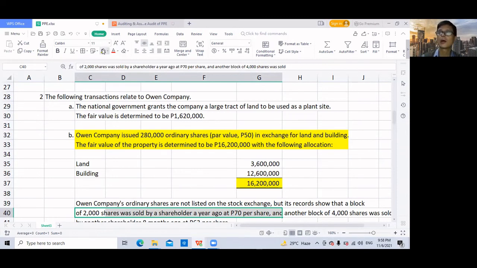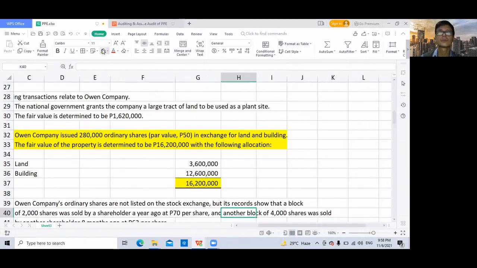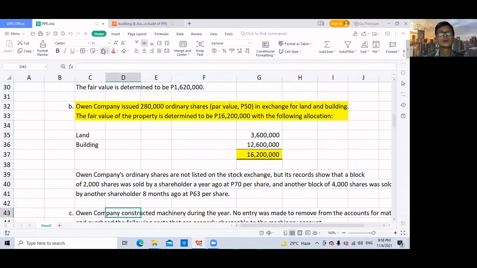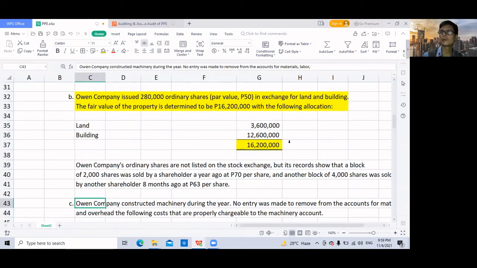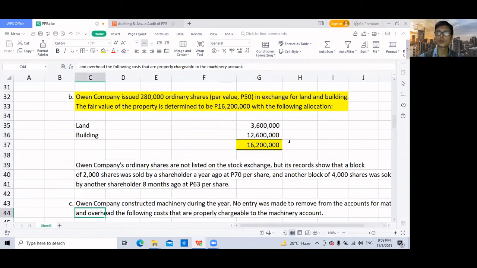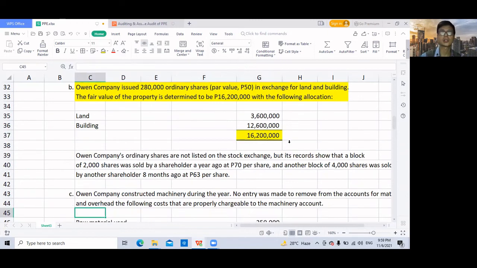So in another 4,000 block was sold by another shareholder 8 months ago at 63 pesos. Okay. So those are the fair values, no? Okay. So ngayon, ang tanong diyan, magkano yung value, no? Yung bang 70 or 63? Tingnan natin. Owen Company constructed machinery during the year. No entry was made to remove from the accounts for materials, labor, and overhead the following costs that are properly chargeable to the machinery account.